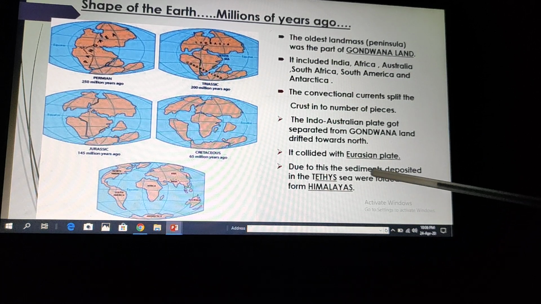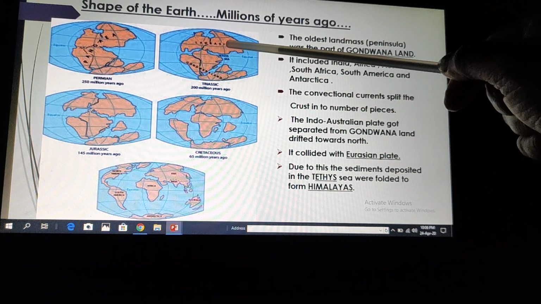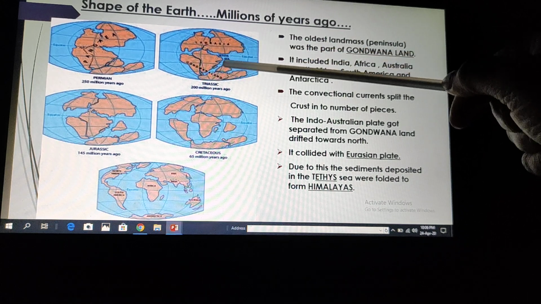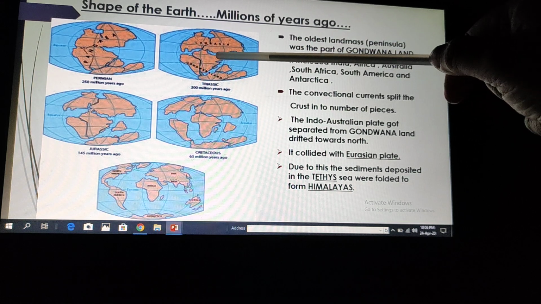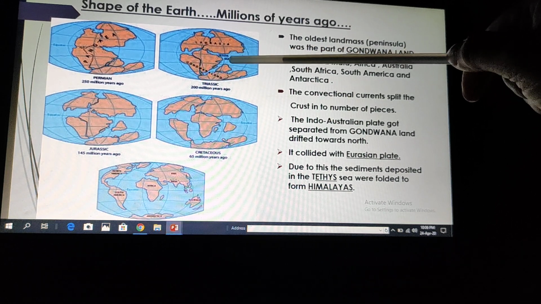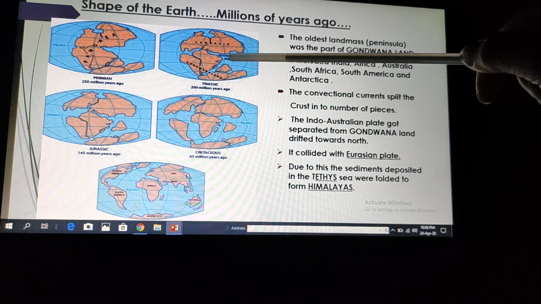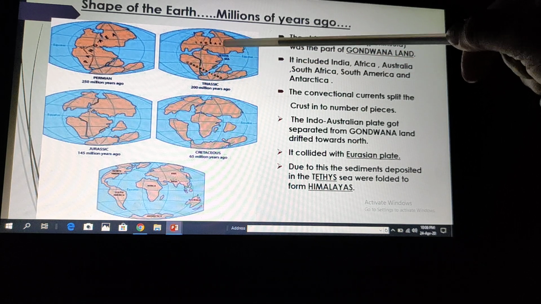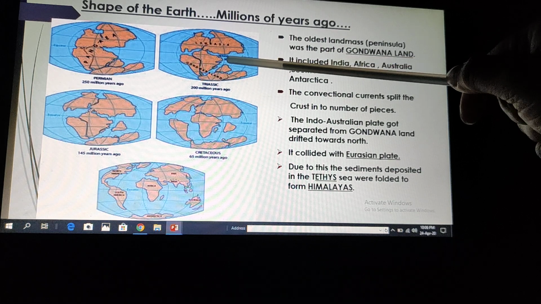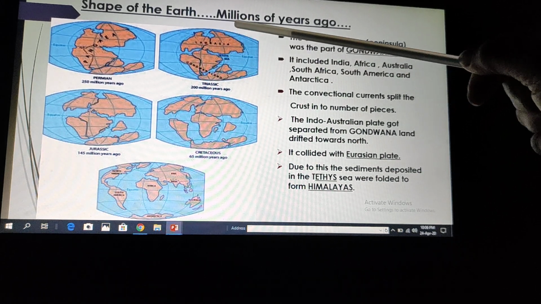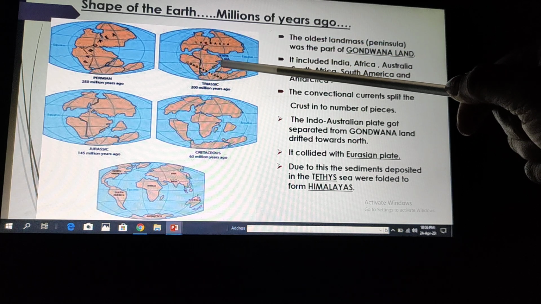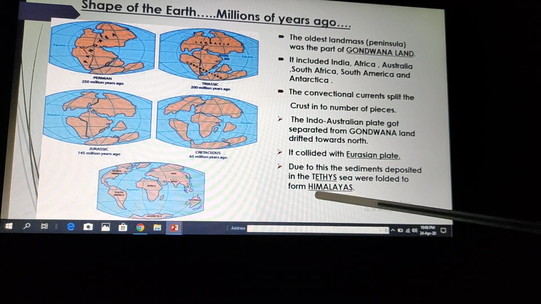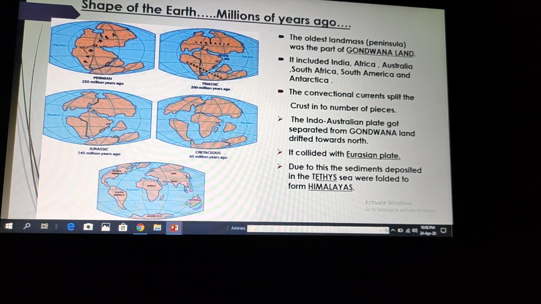When it started moving towards north, it collided with the Eurasian plate. So there was a big collision between the Indian plate and the Eurasian plate. And in between, as I told you, there was a vast stretch of water, the Tethys Sea. This sea was filled with a lot of sediments, or you can say sedimentary rocks. When the collision took place, the sediments came up on the surface and got folded to take the shape of a mountain, and that mountain was called the Himalayas. So this is how the Himalayas were formed.